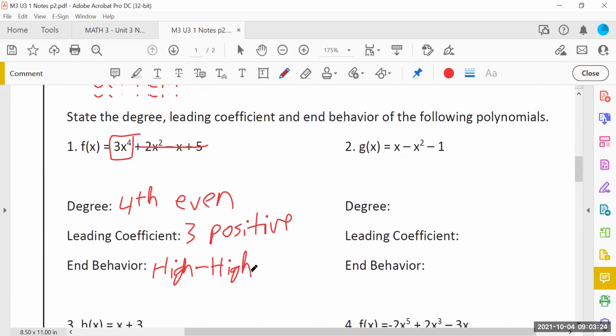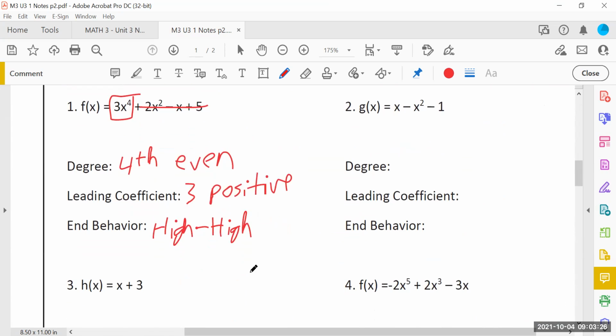Now, let's look at number 2. Do another one. This one's not in the right order, so be careful. What's the highest exponent? 2, right? Right there. So we're going to say this is a second degree. Does that mean it's even or odd? Even.